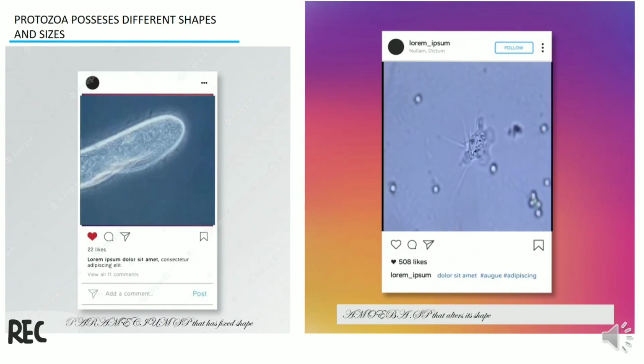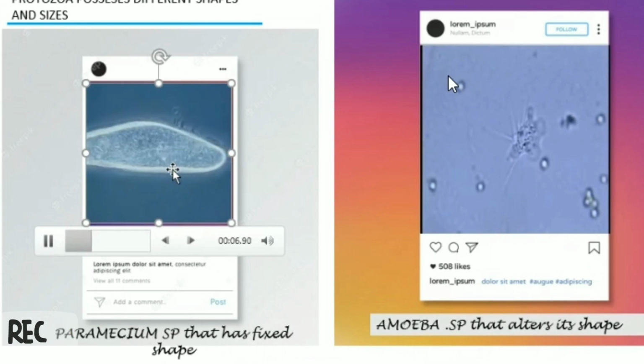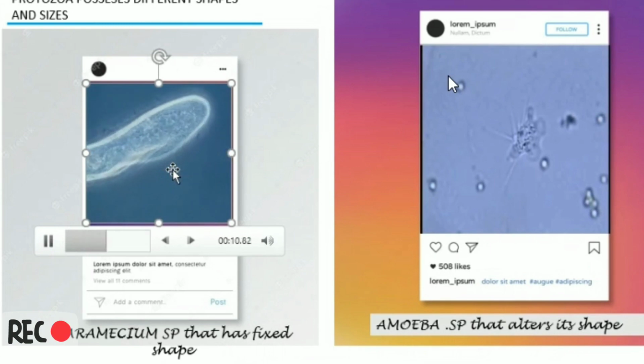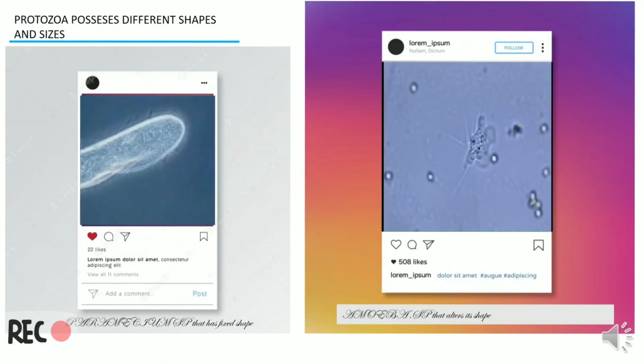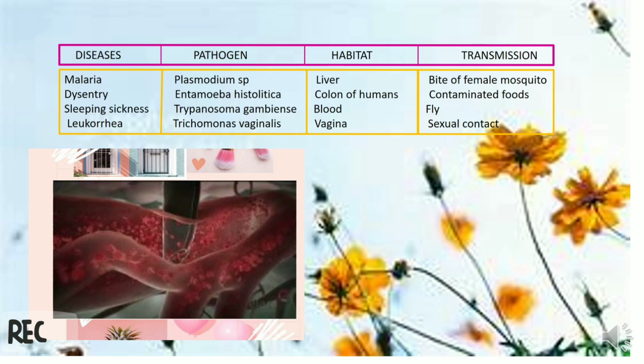Next, I will be showing you the different shapes and sizes of paramecium and also amoeba. So this is the movement and the shape of a paramecium species. As you can see, it has a fixed shape. And then the next video is about the amoeba. The amoeba species can alter its shape.